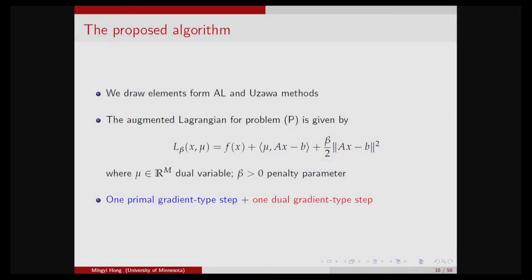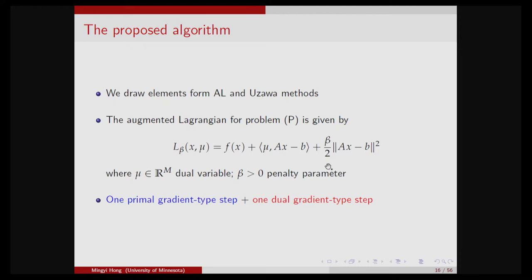So the proposed algorithm is very, very simple for this simple case. It's actually embarrassingly simple. It's only two lines. What we do is one primal step and one dual step. Our algorithm is based on the augmented Lagrangian. We first construct the augmented Lagrangian L beta, which is the objective function f plus mu times Ax minus b, where mu is a dual variable for the linear constraint, plus the quadratic penalization beta over 2 times Ax minus b squared. Beta here is a penalty parameter.